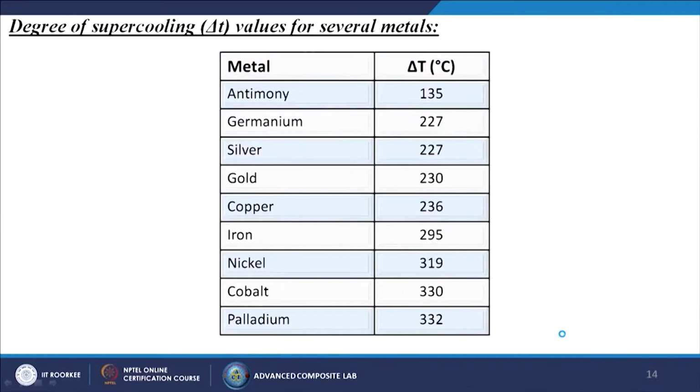So, now the degree of supercooling del T values for several metals. Say suppose we take antimony, it is 135 degree centigrade. Generally copper is required for us because we are widely using copper, that is 236 degree centigrade, iron is 295 degree centigrade, nickel is 319 degree centigrade, then cobalt is 330 degree centigrade, or maybe gold is 230 degree centigrade. So, this is the degree of supercooling for various metals.